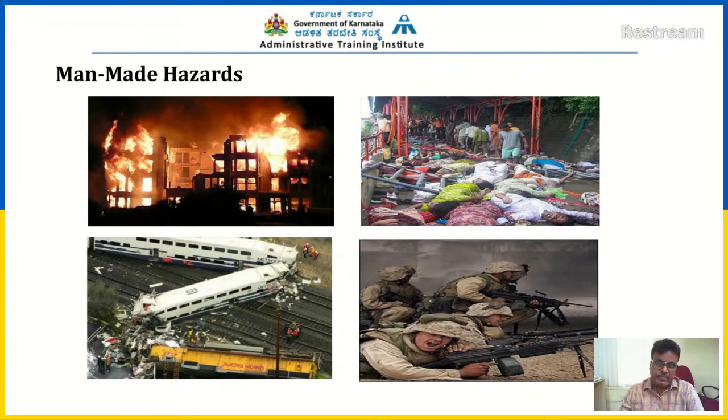So now you can see examples of man-made hazards or disasters. You can see the industrial fire here. A major disaster. I was just telling you stampedes can also be man-made disasters. Here you can see the number of people who lost their life in a stampede event. You can see rail accidents. You can see war-related activities like Naxalite activities and terrorist activities, all those kinds of things come under man-made hazards. You can quote many more examples, but we can stop here and go to the next one.